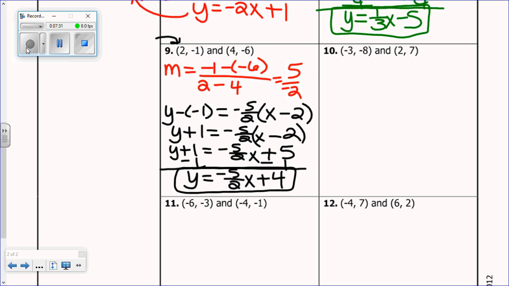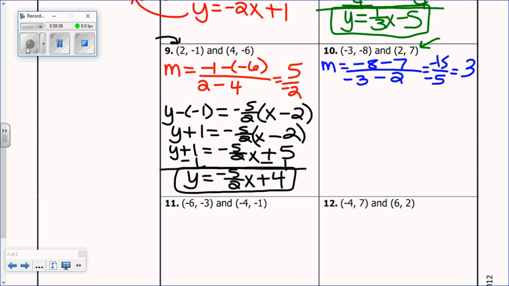First things first, we got 2 points, so we need to figure out the slope. So slope is subtract the y's over subtract the x's. So we have -8 minus 7, which is -15, over -3 minus 2, which is a -5. And -15 divided by -5 is a +3. So we have a slope of +3.